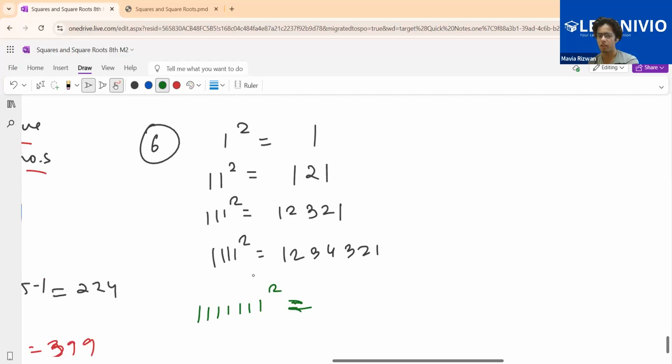1 square is 1. 11 square is 121 because 11 has two digits. So we write it 1, 2, then backwards 1. So we write it from both the sides: 1, 1, and then 2.